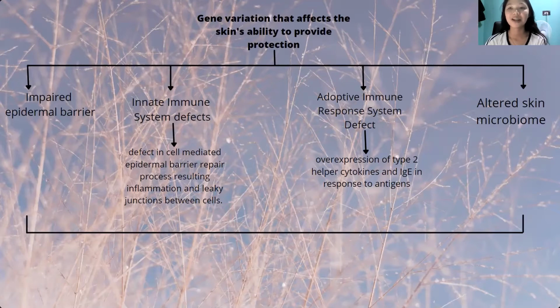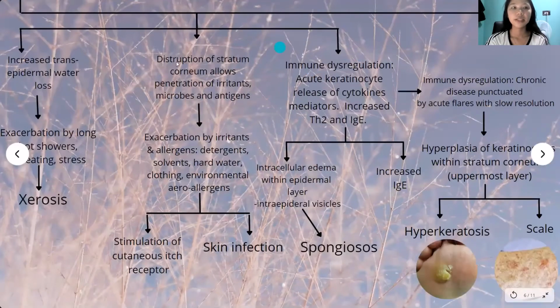And fourth is the altered skin microbiome. So these four could result in increased transepidermal water loss. Exacerbation of this by long hot showers, sweating, and stress could result in xerosis. Xerosis is the medical name for dry skin. Xero means dry and osis means disease.